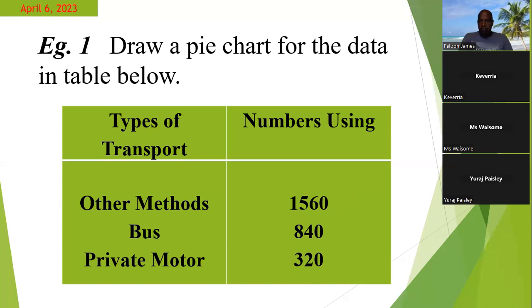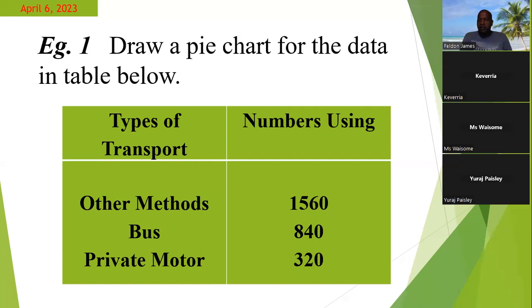Sir, for instance, you have the total and you want to calculate the portion for other methods, so it'd be 1560 over the total times 100 over 1. Exactly. So when you do that, you would be finding what fraction of 100 you would need. That's what you do when you're calculating percentage. You put the portion as a fraction of the total times 100.